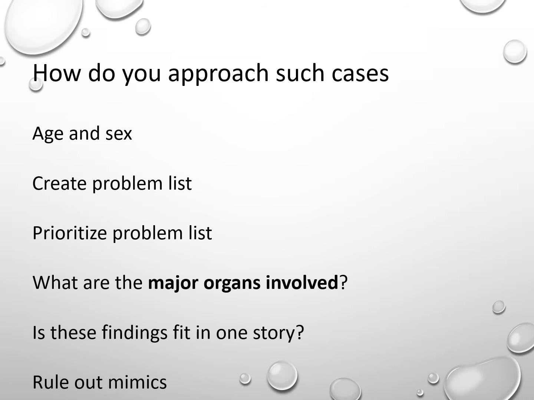You should create your problem list. Yes, I should have a problem list and check it according to priority, so I should prioritize it. In the second step, check which major organ is affected, and these lists should fit in one story. You should find one answer for this active ongoing problem, and at the end you should rule out mimics before being confident of your final diagnosis.